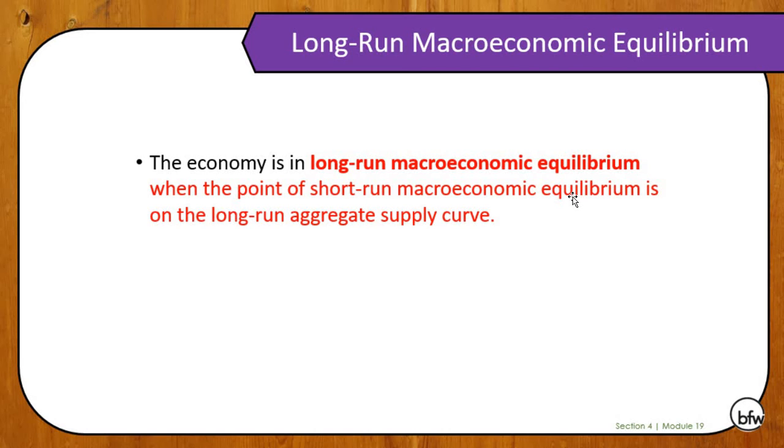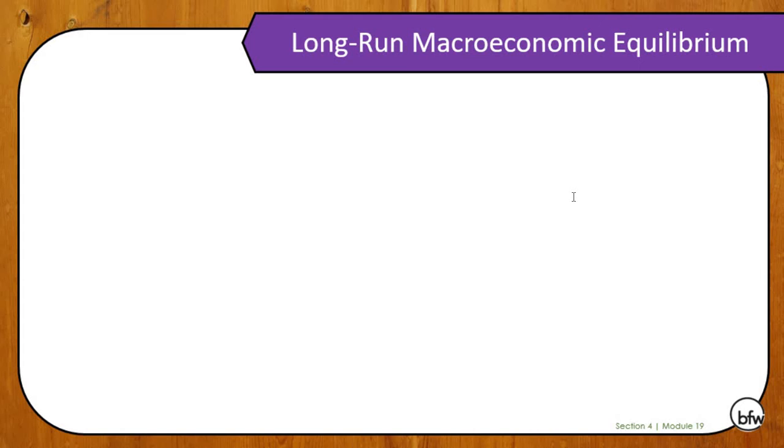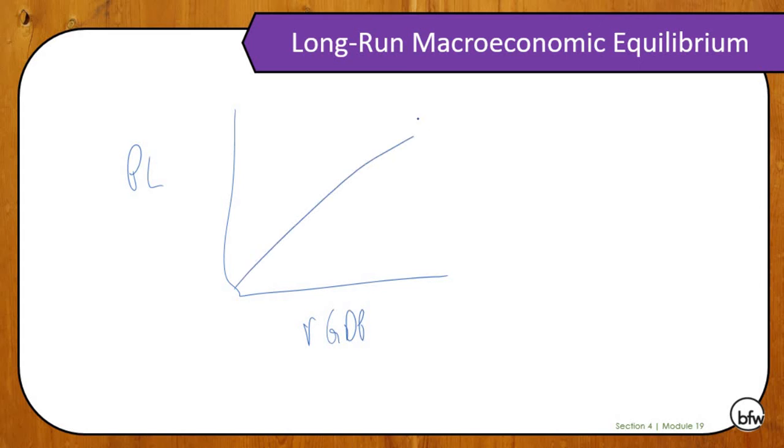Now, the economy is in long-run macroeconomic equilibrium when the point of short-run macroeconomic equilibrium is on the long-run aggregate supply curve. Again, just to remind you, although you should have a strong graph, that's when our aggregate demand, aggregate supply graph looks like this. Man, this is like the nicest graph I've ever drawn. Okay, so that is long-run macroeconomic equilibrium put onto a graph. This is potential real GDP. That's the current price level right there. Anytime all the lines intersect at the same point, you're in long-run macroeconomic equilibrium.